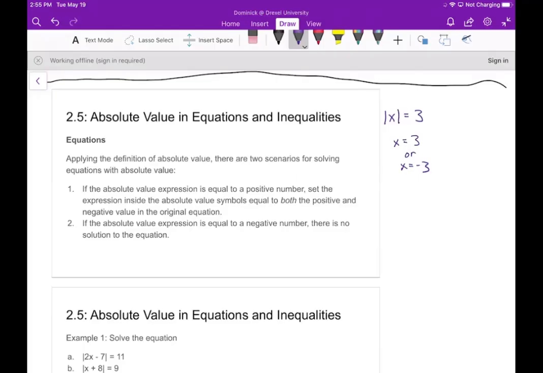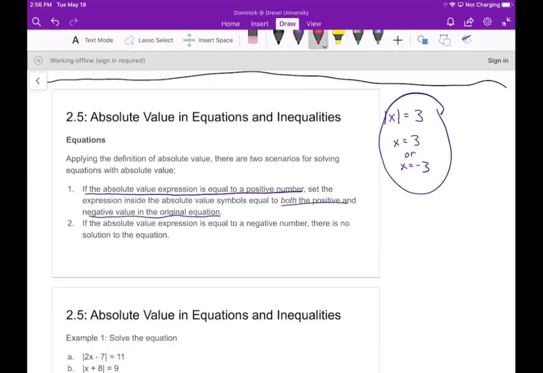So in one scenario, the absolute value expression is equal to a positive number, right? It's possible that you may have to make sure that the absolute value is by itself on one side of the equation, but most of the time that's usually already done for you. But if not, you want to make sure that the absolute value is by itself. But anyway, if it's equal to a positive number, you're going to set the expression that's inside the absolute value equal to the positive and negative value on the opposite side. Right, so that's sort of like highlighting this fact right here.